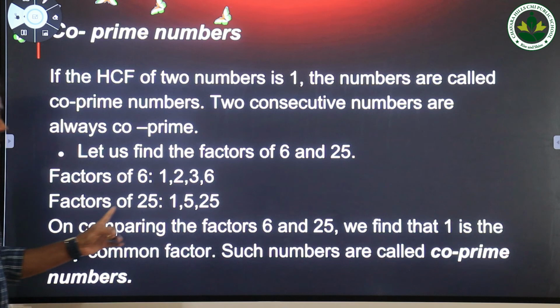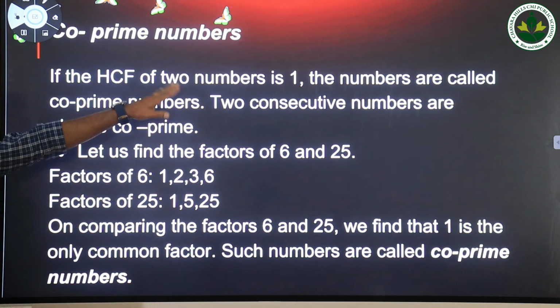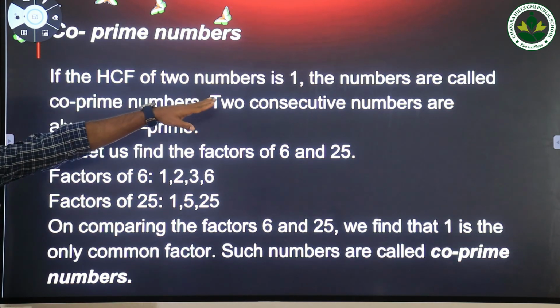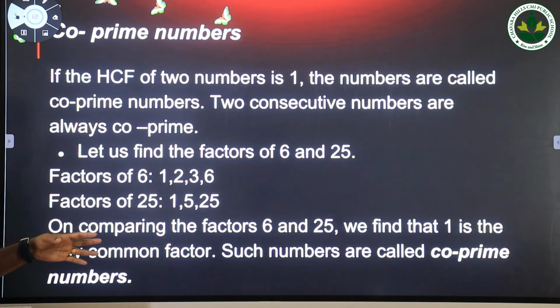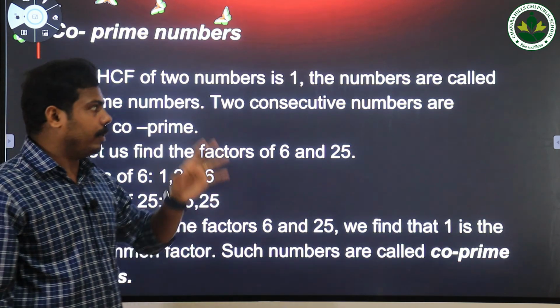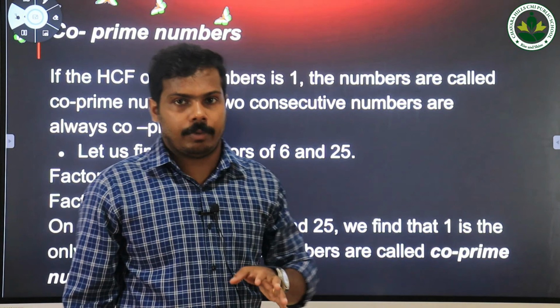So on comparing the factors of 6 and 25, we find that 1 is the only common factor. Such numbers are called coprime numbers. When we find the HCF of two numbers, if it is 1, the numbers are called coprime numbers. Two consecutive numbers are always coprime numbers.